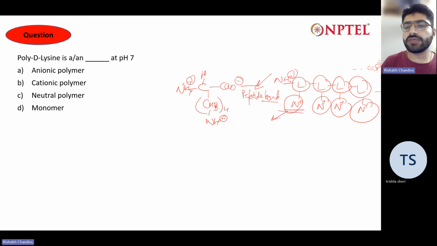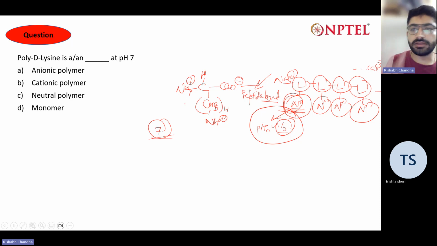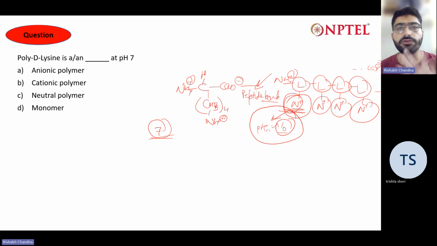Now, what is the pKa value of this amino group? The pKa value of this amino group is around 10. For this question, we require the pKa value of particularly this amino group because this will determine the whole charge of the molecule. We have a pH of 7, which is the basic pH at which the cells are cultured in our in vitro conditions. Here the biochemistry comes.